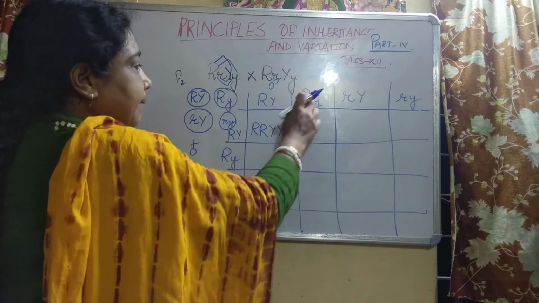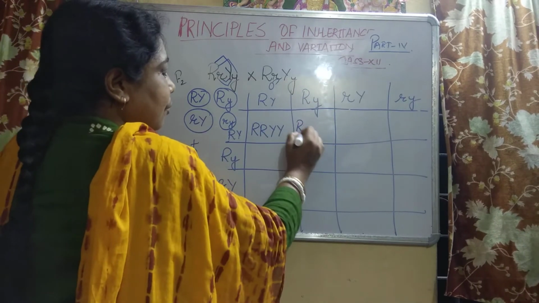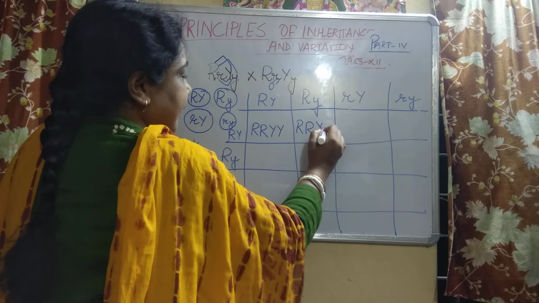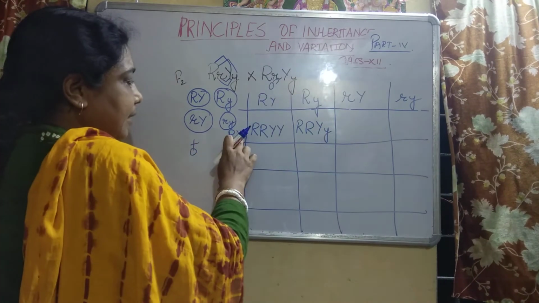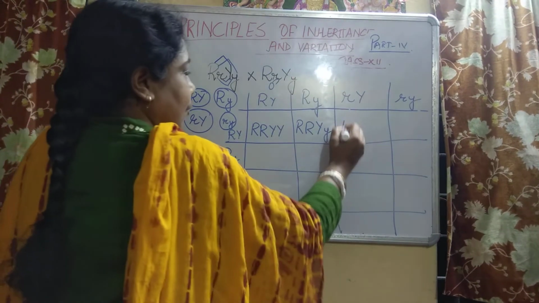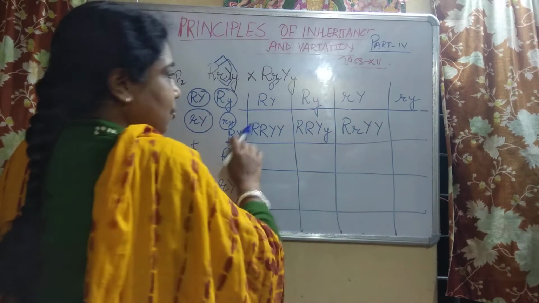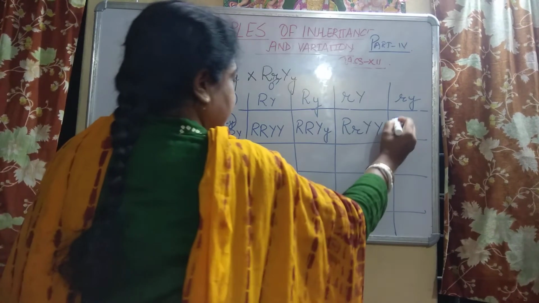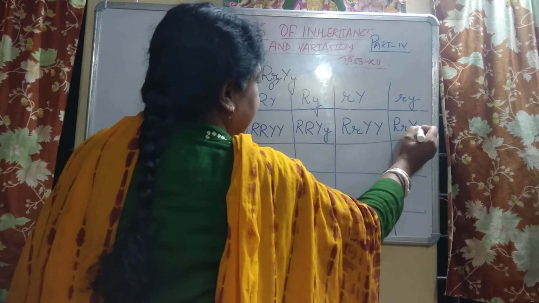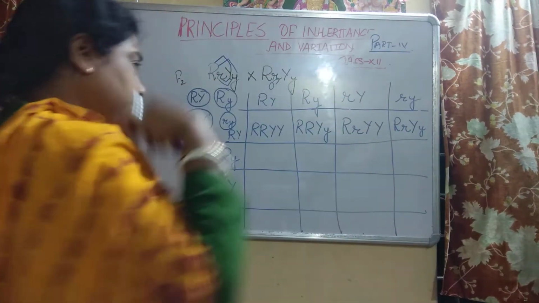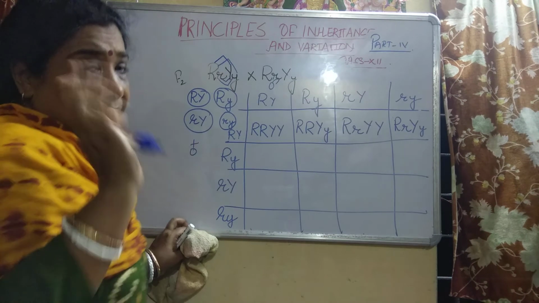Now you have to combine this with this. So what you are getting is this. Now this one with this one, what you are getting is this one. Now this one with this one. So what you are getting is this. If you could follow, it's very easy.